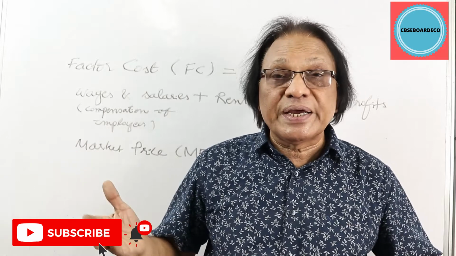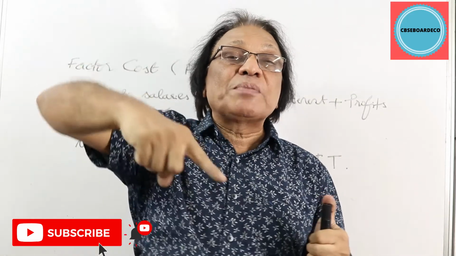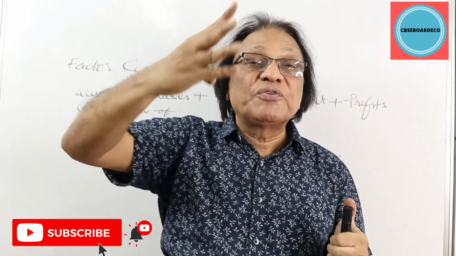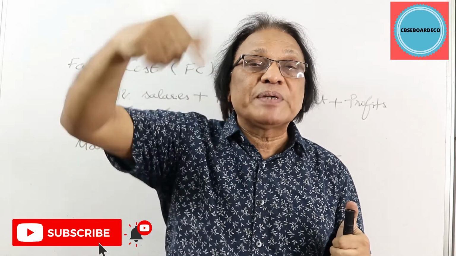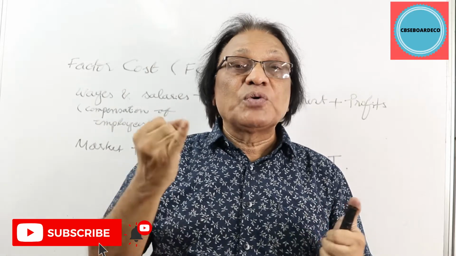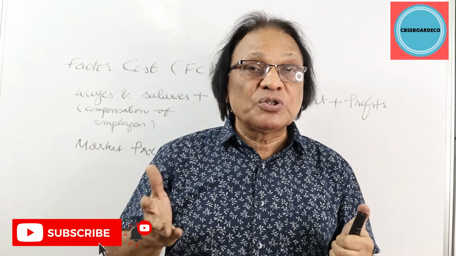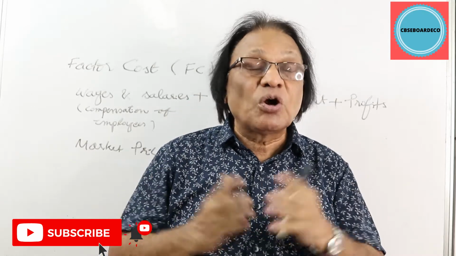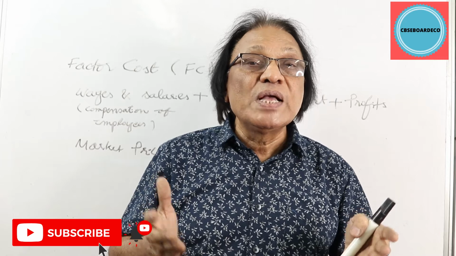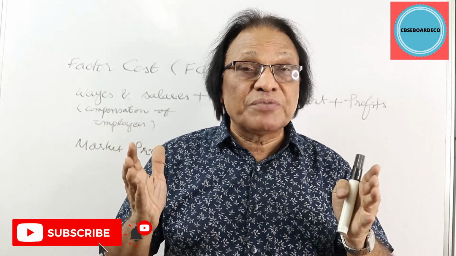We recollect once again what exactly is factor cost. To produce a commodity, the firm uses the four factors of production: land, labor, capital, and entrepreneurship. So the firm has to pay them rent to land, wages and salaries to labor, interest to the capital, and profits to the entrepreneurship. That is called factor cost. Factor cost is equal to rent plus interest plus profits plus compensation of employees or wages and salaries.